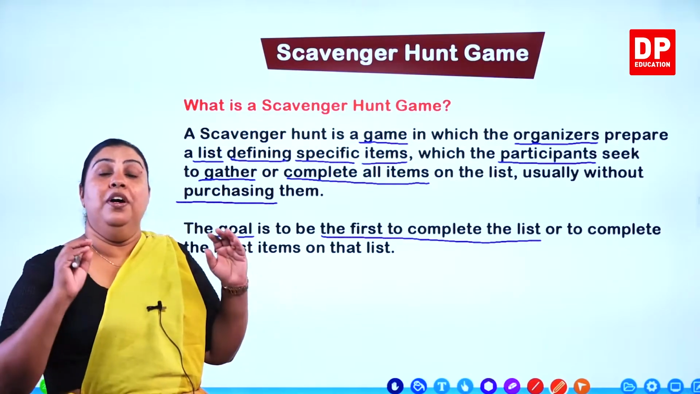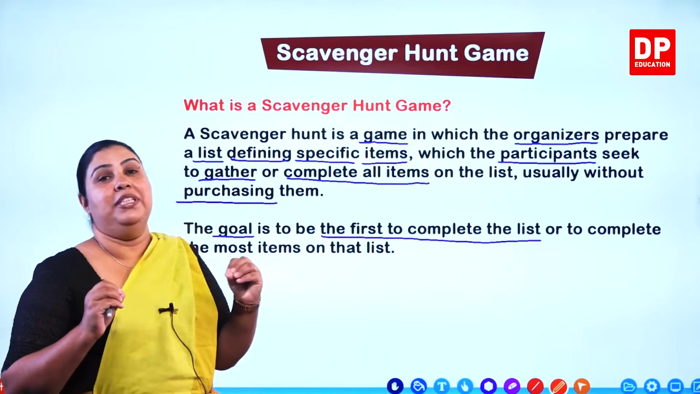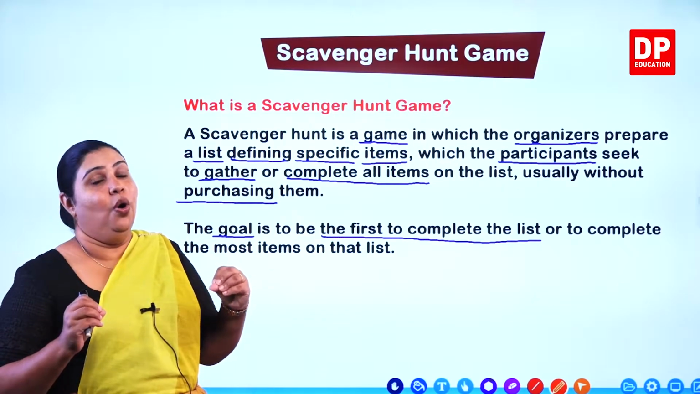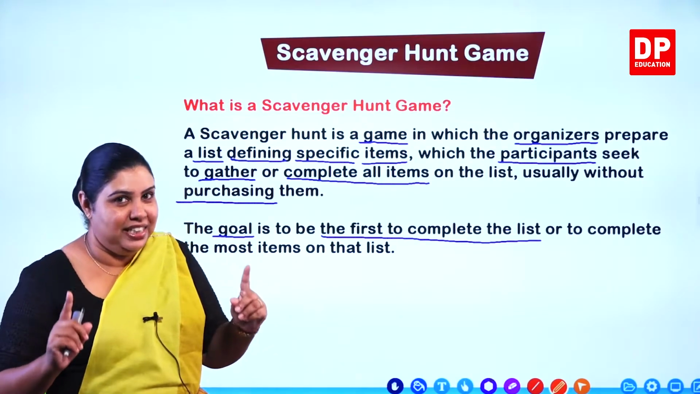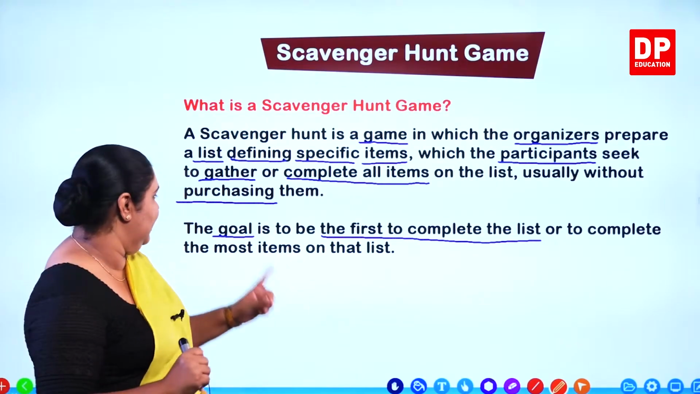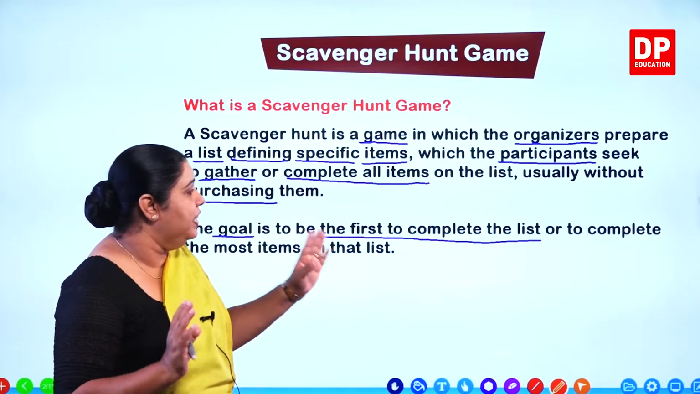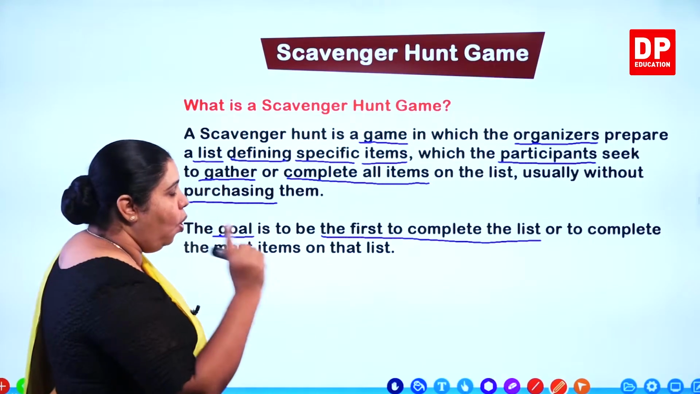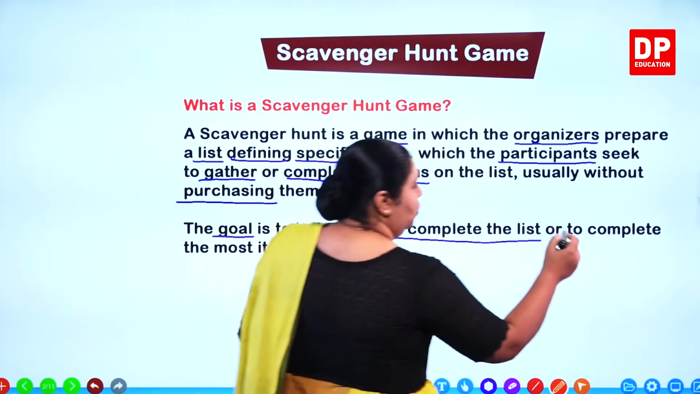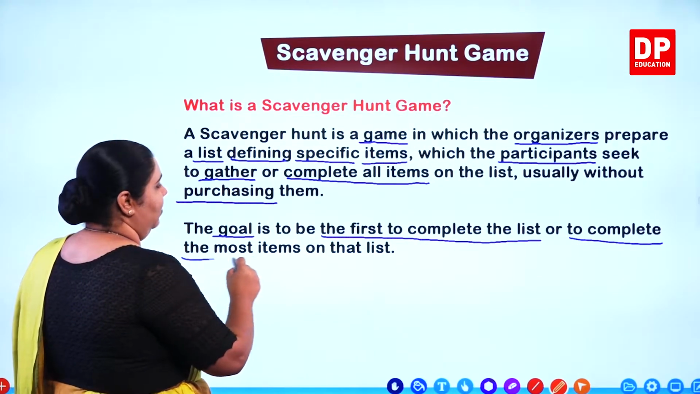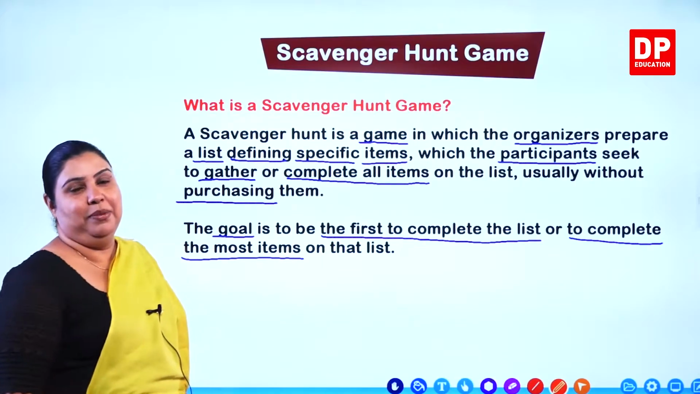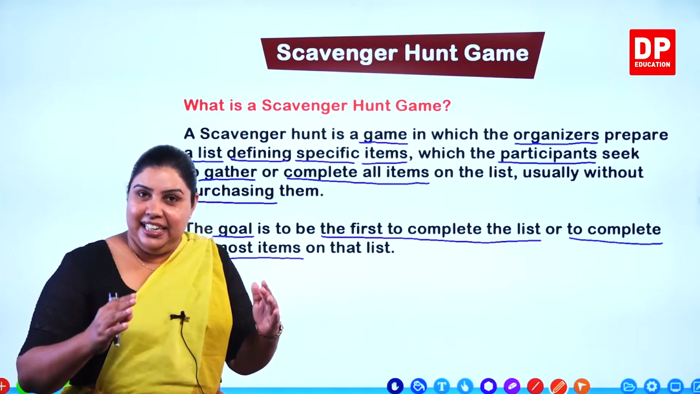We have to see the person who finds all the objects that are mentioned in the list, or the person who does the most number of things mentioned in the list. That is why it says the goal is to be the first to complete the list or to complete the most items on the list.